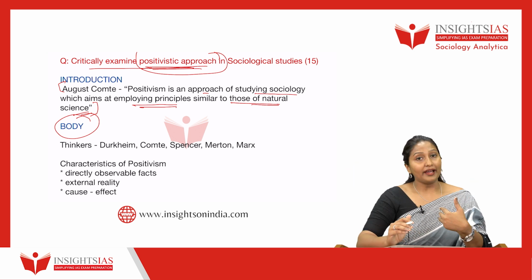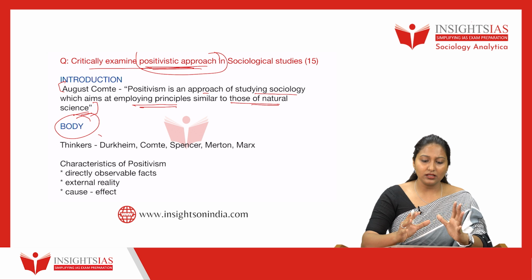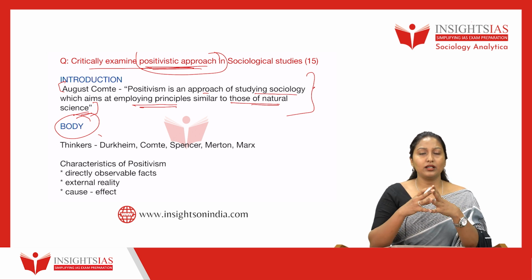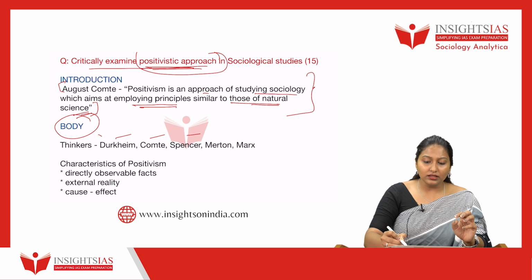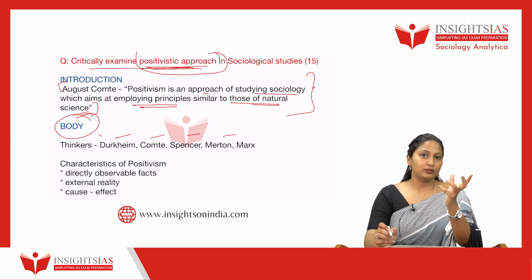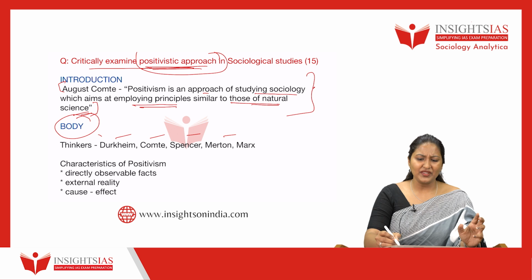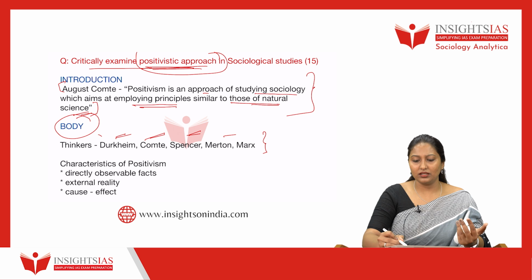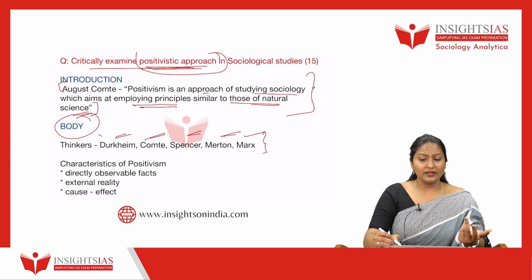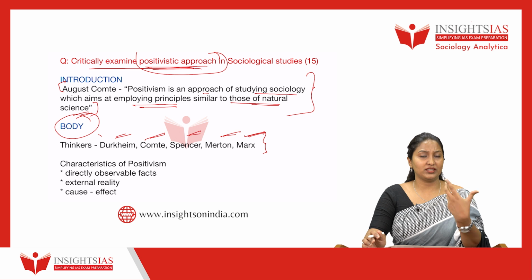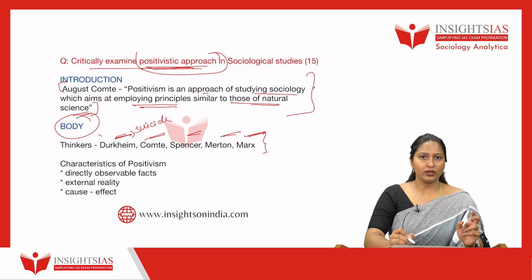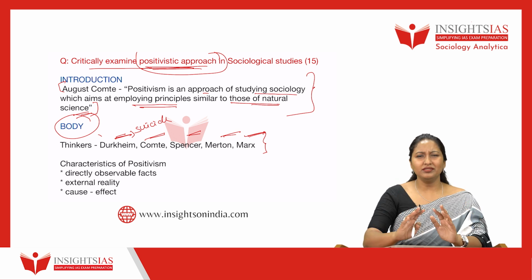As you have already given the definition of positivism, you can start your body by giving examples of thinkers who have studied sociology from positivism. You can think of Durkheim, Auguste Comte, Spencer, Merton, or Karl Marx. Even Karl Marx has studied a little bit from a positivistic perspective. Durkheim, you can simply give, he has studied suicide from positivism, something like that. Any one or two is more than sufficient.